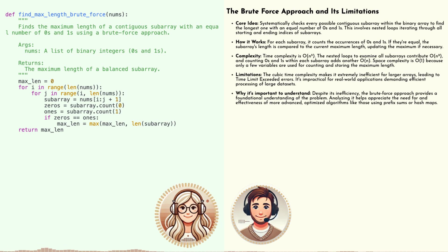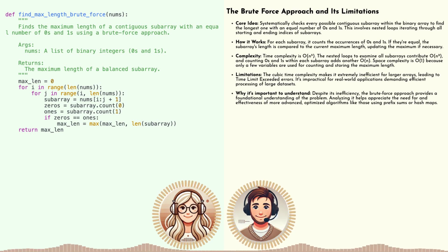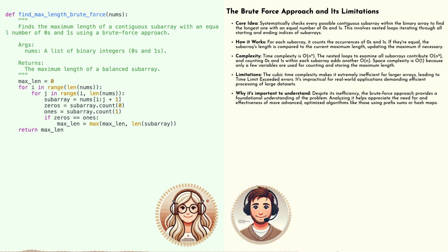That's what we mean when we talk about O of n squared time complexity. As the data grows, the time it takes to run this grows so much faster. If you double the data, the time could quadruple. Ouch. Not ideal. No, not at all.